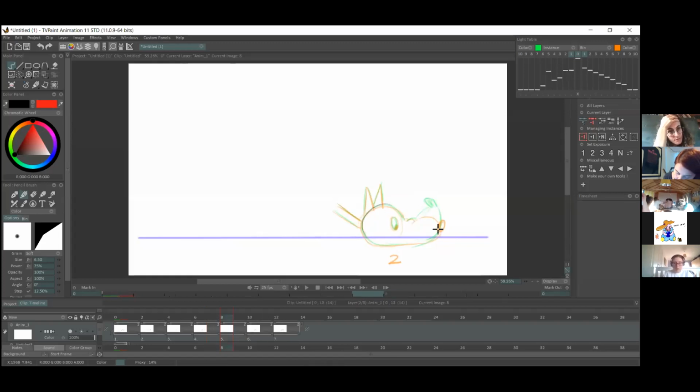And to add a bit more, you can make it so before it goes to the key position, it smacks a little bit on the ground.